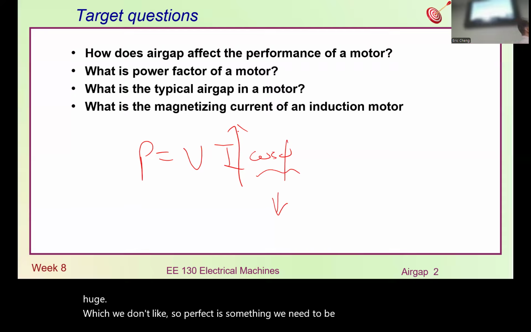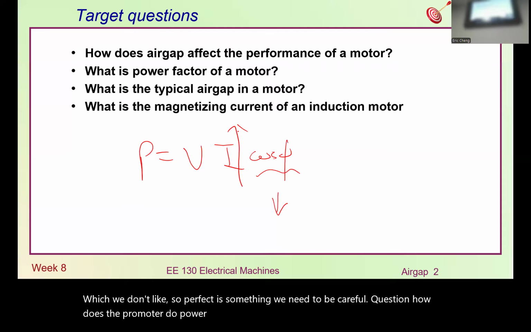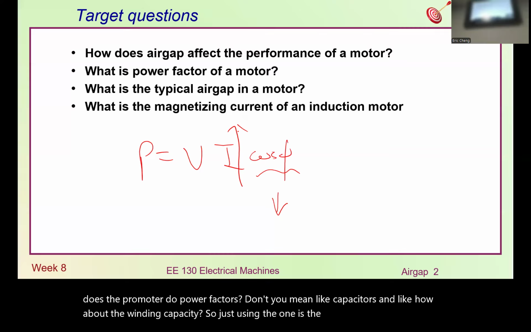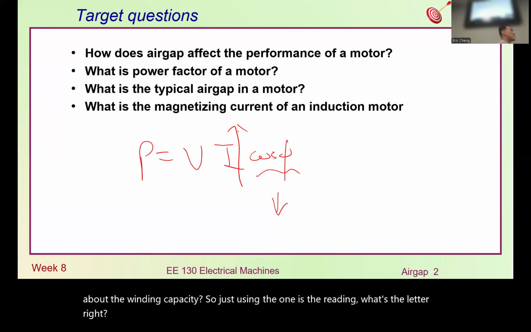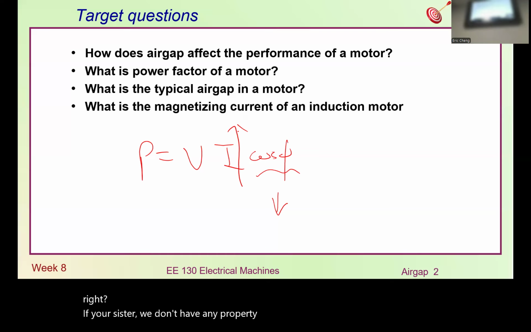Question, how does the motor have a power factor though? Don't you need capacitors? The motor is a winding. How about the winding? Capacitors have a power factor, and inductors also have a power factor issue. One is leading, one is lagging, right? Yeah, both of them. If it's a resistor, we don't have any power factor. But for an induction motor, there is a power factor.